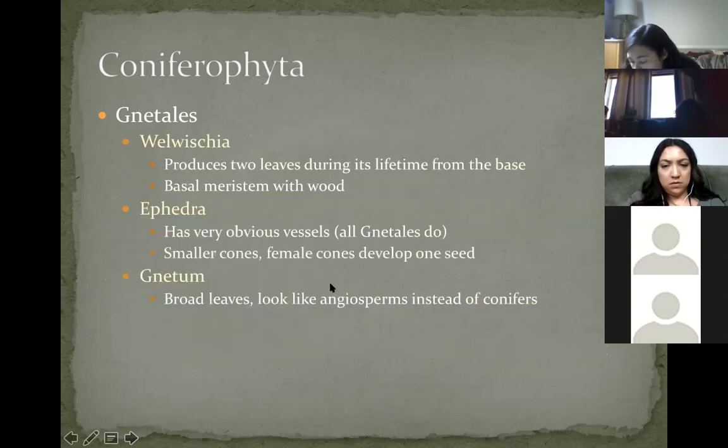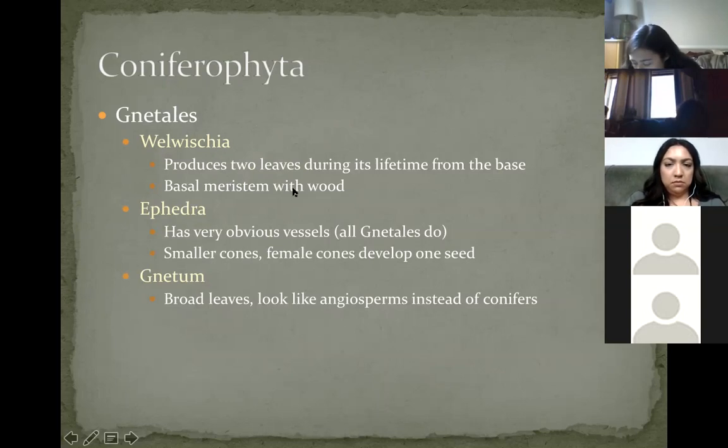So there are 3 different species that we're going to be looking at within the Gnetales. We have Welwitschia. This one only produces 2 leaves during its entire lifetime. I'll show you guys what the plant looked like in a second, but you wouldn't even believe that it was 2 leaves because they get pretty insane. These are native to the Namibian desert in Africa.